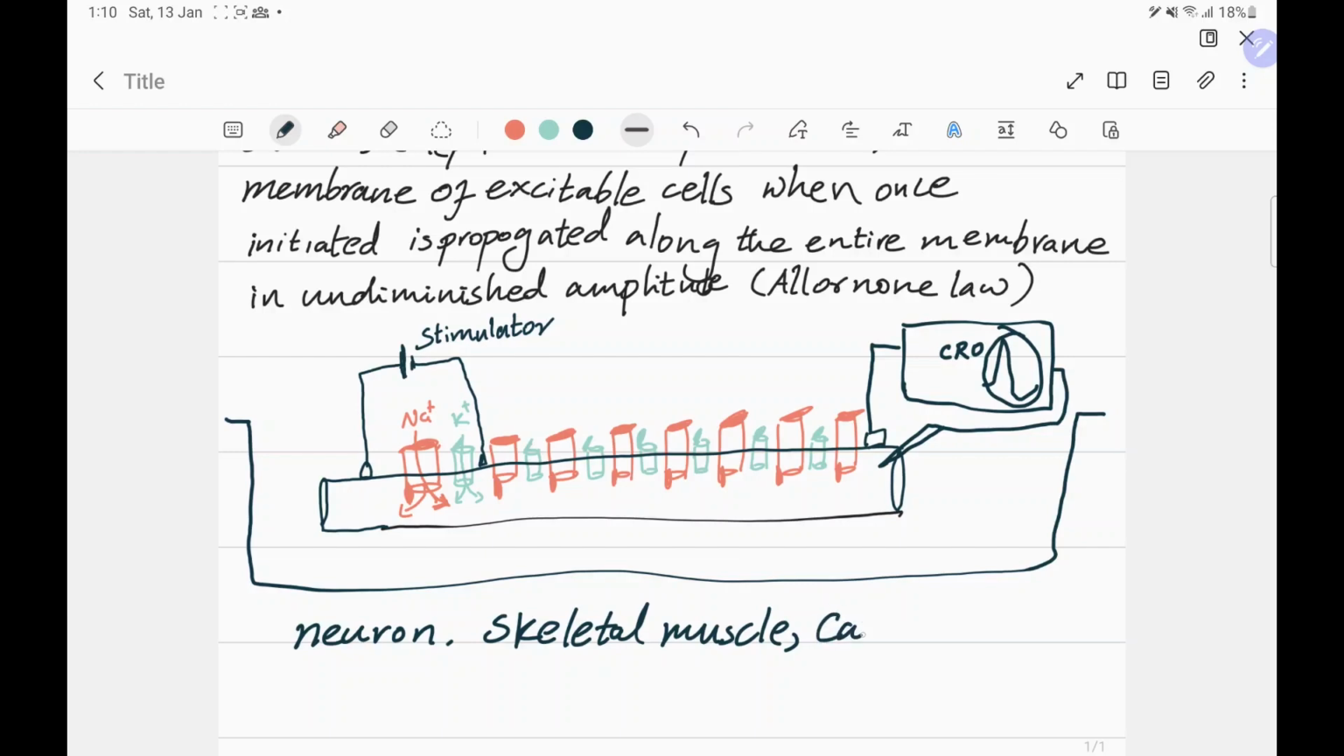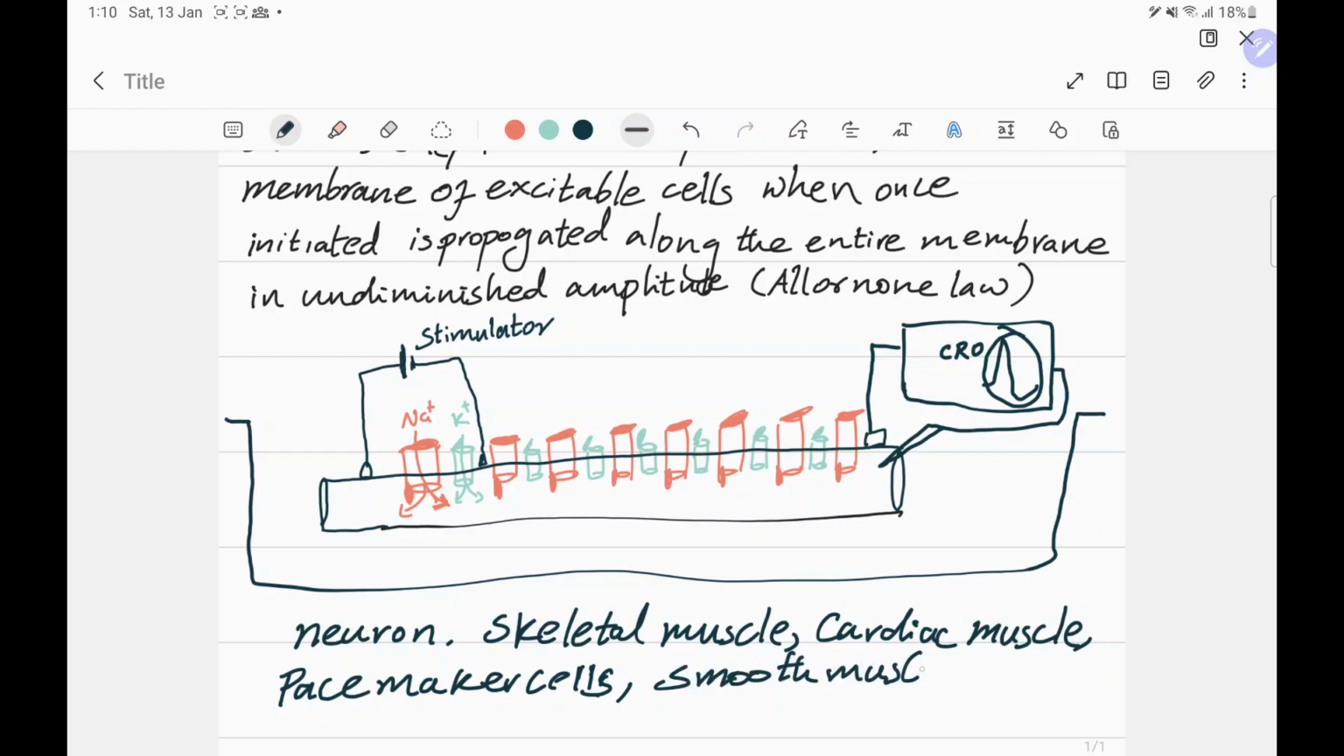you have your cardiac muscle, or cardiac myocyte, and you have your pacemaker cells, and of course you have your smooth muscles. But not just any smooth muscle. There is something called single unit smooth muscle, or unitary smooth muscle.